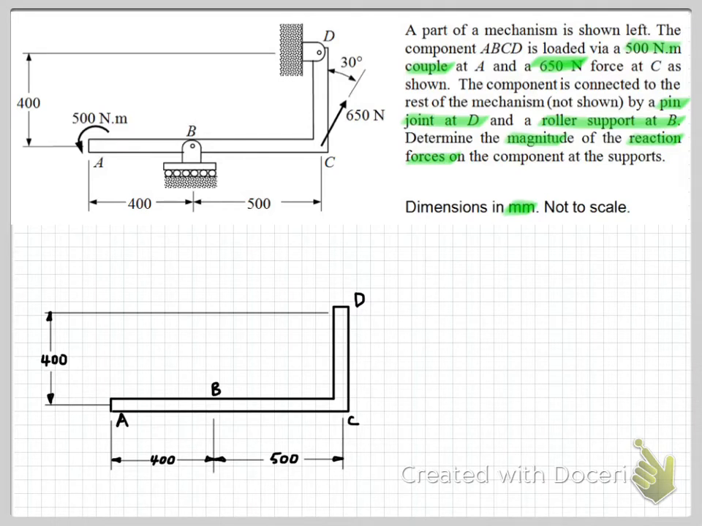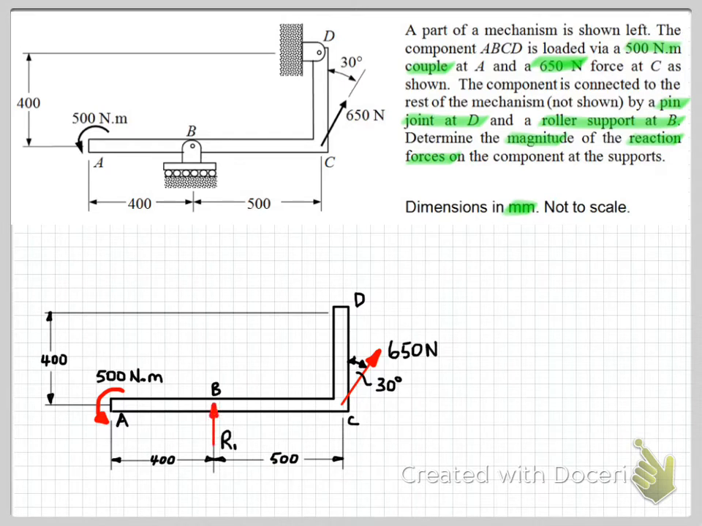Okay, so the next step is to start putting in the forces and moments on our free body diagram. Start with the ones that you know. Starting with our 650 Newton force here at C, we can put that on our free body diagram. And next we also have the applied couple at A, so show that also on your free body diagram. Then we need to start to consider the connection between the component and the rest of the system, or the rest of the structure.